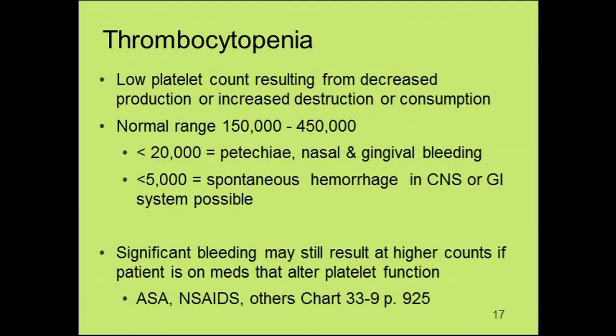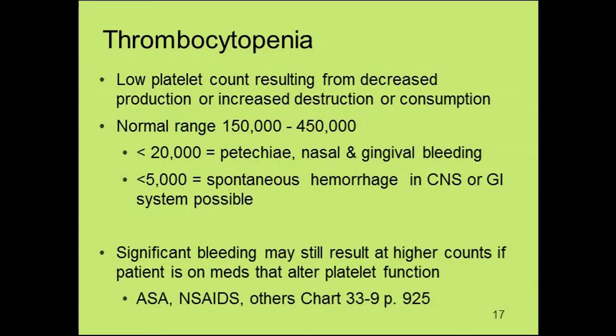Okay, thrombocytopenia. Thrombocytes has to do with clotting or platelets. And so thrombocytopenia is a low platelet count. And again, that can be from decreased production or increased destruction or consumption of platelets. Normal platelet count is 150 to 450,000.